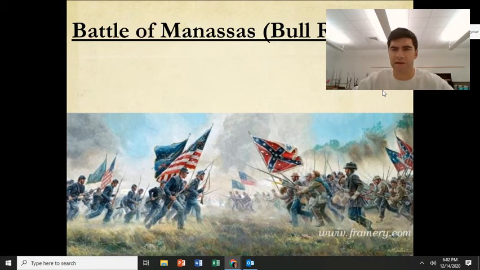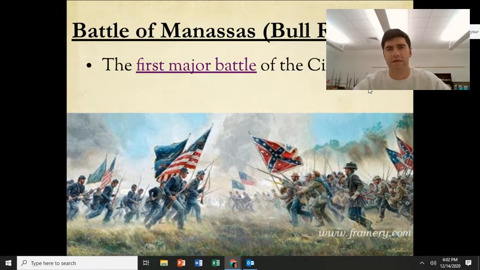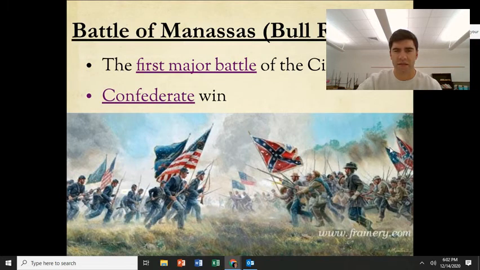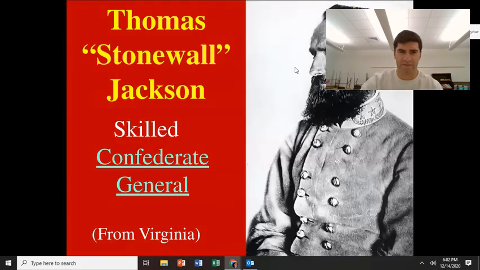So let's talk a little bit about a local battle here, the Battle of Manassas. It occurs right in Bull Run, VA, and it's going to be the first large-scale battle of the Civil War where both sides have organized and mobilized their armies, and it's going to be a Confederate win. Okay, so very significant during this battle.